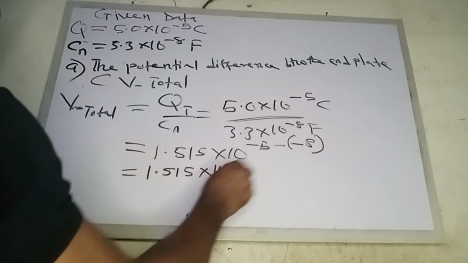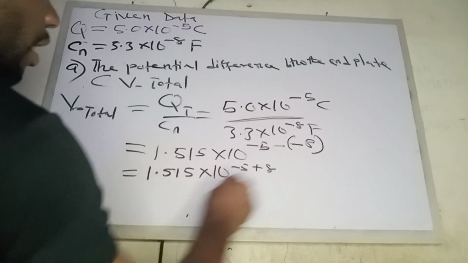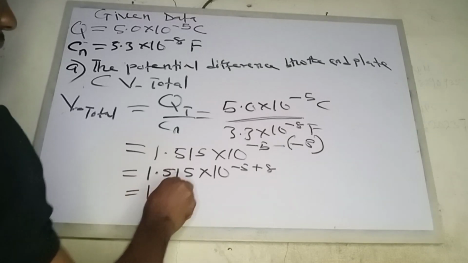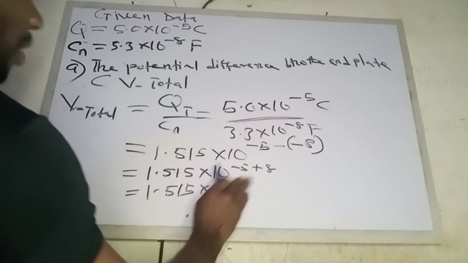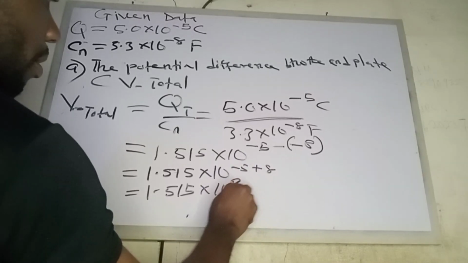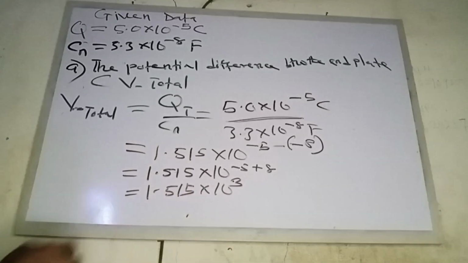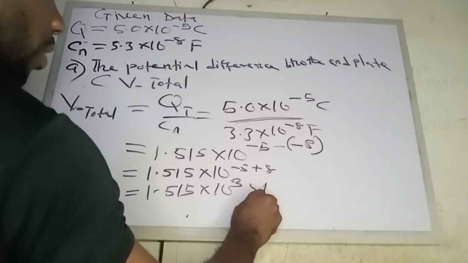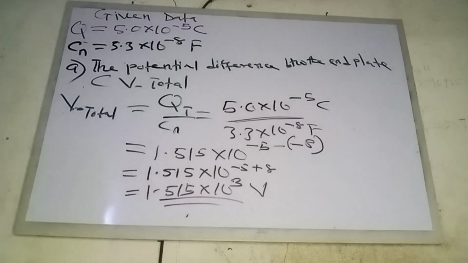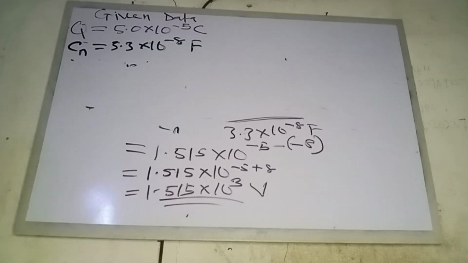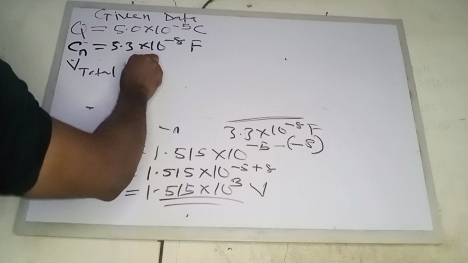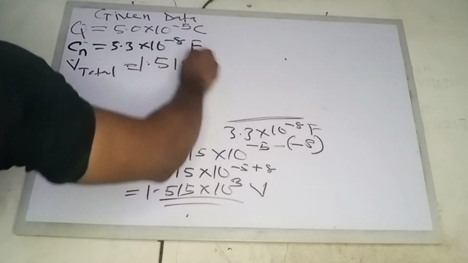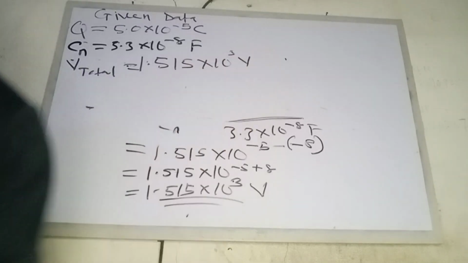1.515 times 10 raised to the power of minus 5 plus 8. So we have 1.515 times 10 raised to the power of plus 3, because minus 5 plus 8 we have 3. So this is our total voltage for all the three capacitors. But it was only 500 volts that got into the first. Maybe they pick our data here. We have our V total is equal to 1.515 times 10 raised to the power of 3 volts.